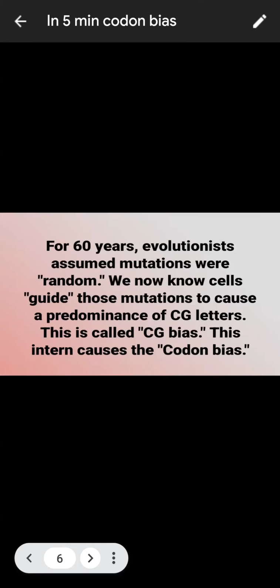For 60 years, evolutionists assumed that mutations were random. We now know that cells guide these mutations to cause the predominance of GC letters. This is called GC bias, and this in turn causes the codon bias.